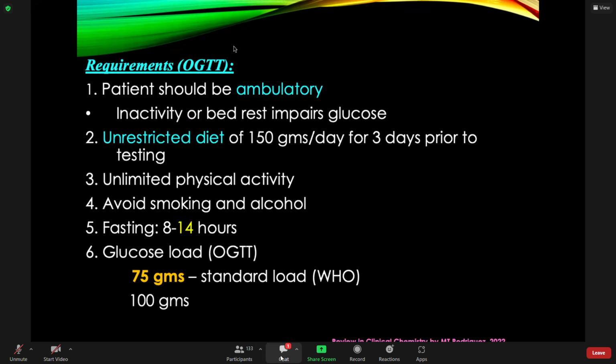Follow-up load. Excellent. Christine, Kylie, Brinas. That is the follow-up glucose load. Excellent. So therefore, if it is a follow-up glucose load, is it in the one-step method, OGTT, or is it in the two-step method, OGTT?